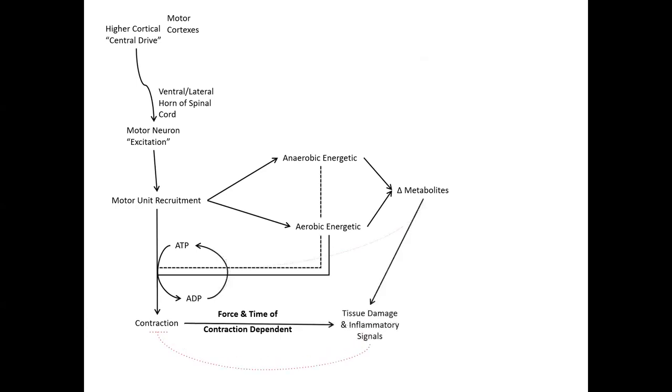We keep contracting. As we keep contracting, we're going to continue to accumulate changes of metabolites, which is going to slow down even further the rate at which ATP is being returned. It's also going to induce additional tissue damage.